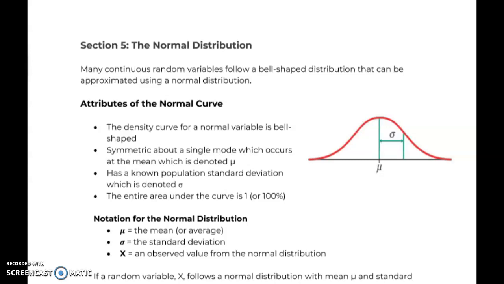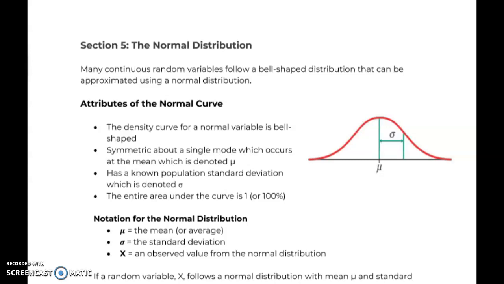And here are a couple attributes of the normal distribution. The density curve for a normal variable is bell-shaped. It's symmetric about a single mode, which is right at the mean, and it has the known population standard deviation sigma. The entire area under the curve is equal to 1. So that's always with our continuous probability density functions. We have to have the area under the curve be equal to 1. And then the other thing, we can't dip below 0. So we can't have a negative curve since there's no negative probabilities.